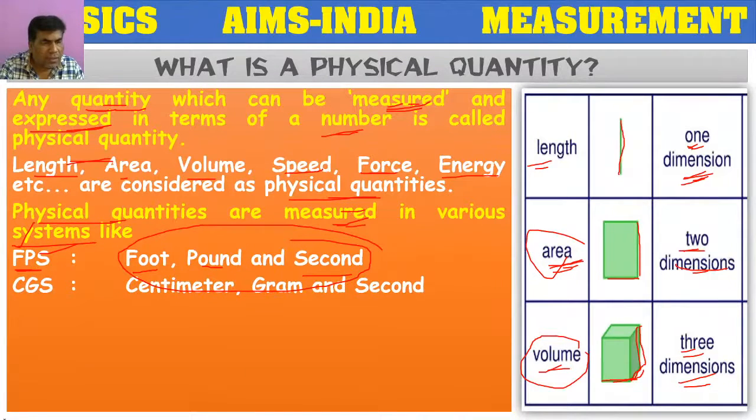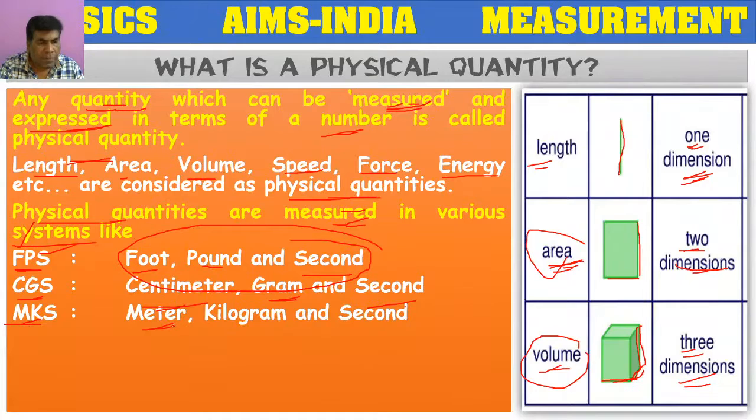We have another system called the CGS system. C stands for centimeter, G stands for gram, S stands for second. This is the second system. And the MKS system, where M stands for meter, K stands for kilogram, S stands for second. These three are the olden day systems used by scientists for making measurements.